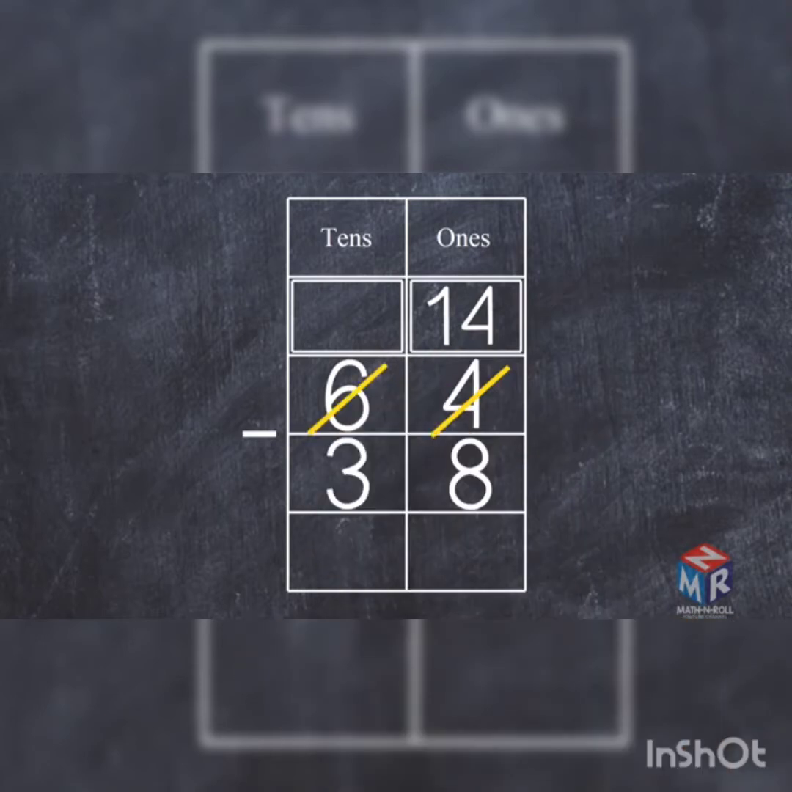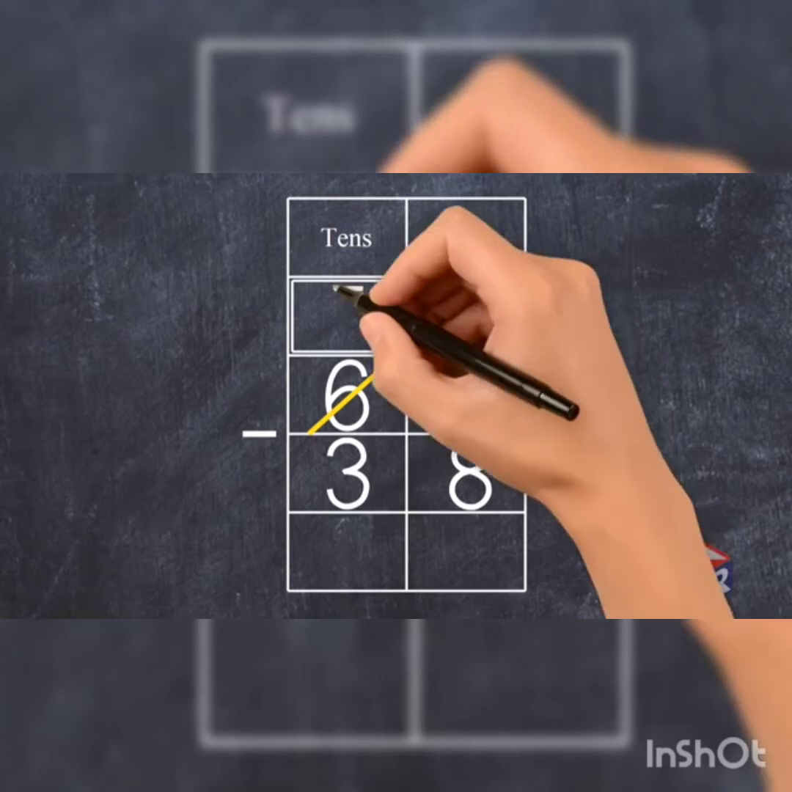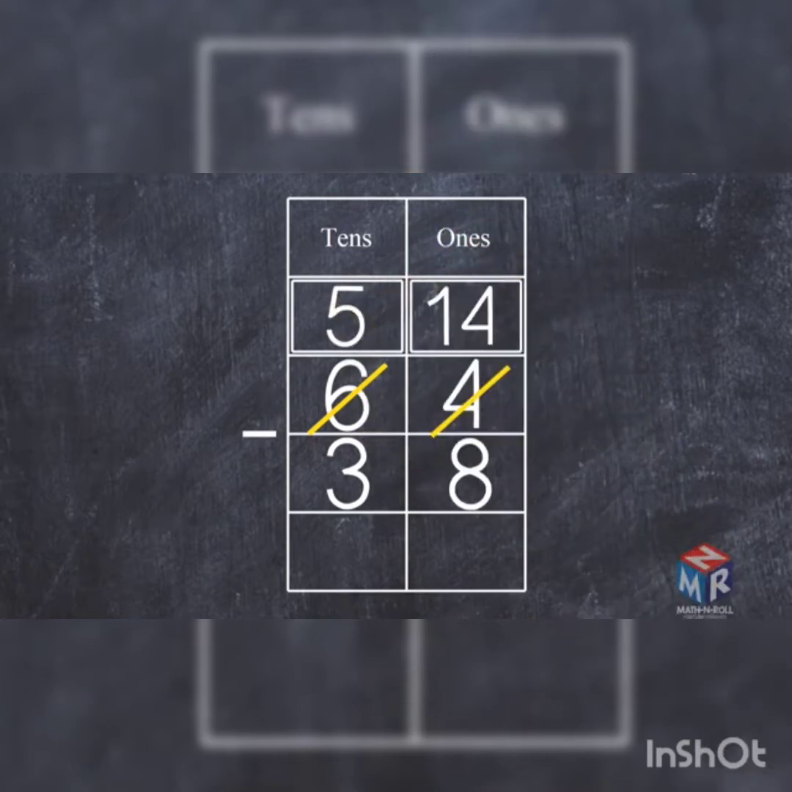Okay, then now we have only 5 tens. So we cross out the 6 and write 5 on the top. Then now we are going to subtract 14 minus 8.